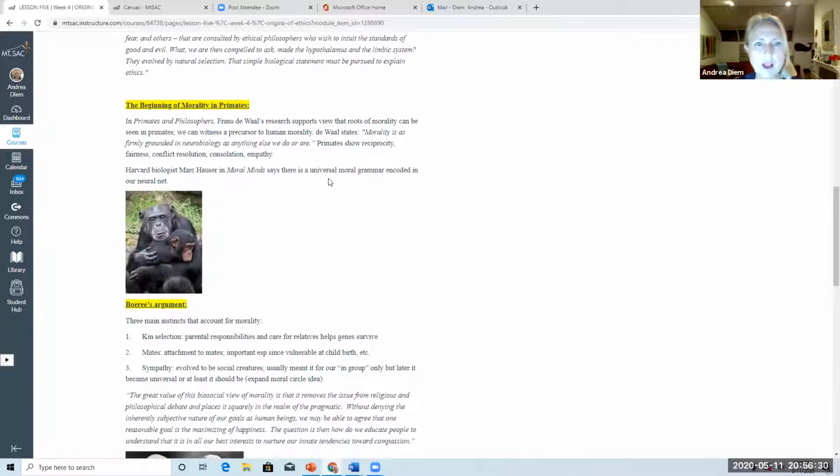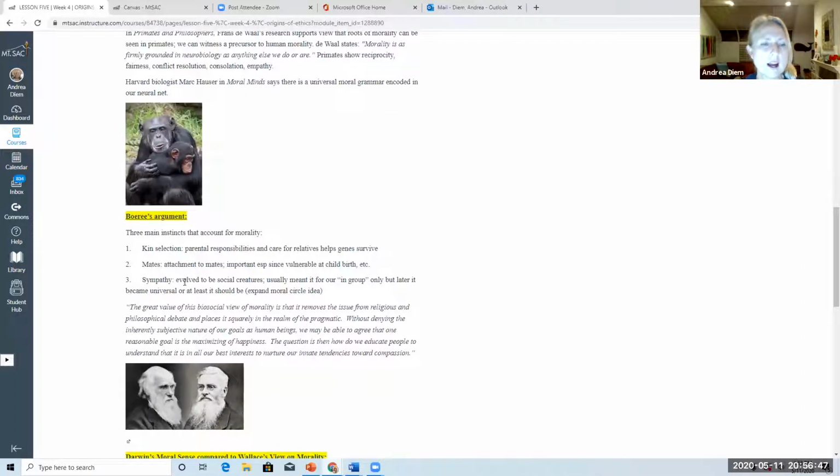Now, this biologist, Marc Hauser, in a book he wrote called Moral Minds, said that there's a universal moral grammar encoded in the human neural net. And that's the whole concept of an evolutionary explanation. Now, this philosopher, biologist, Boris, he argued that there's three main instincts to account for morality.